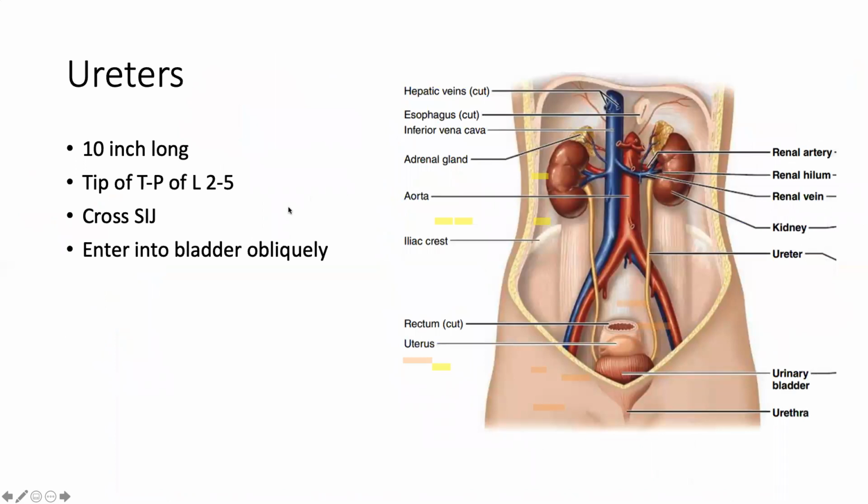Now let's talk about ureters. These are the tubes which carry urine from the kidney into the urinary bladder. They are about 10 inches long. They are running at the tip of the transverse processes of lumbar 2 to lumbar 5, and they are crossing in front of the sacroiliac joints and enter into the bladder obliquely.